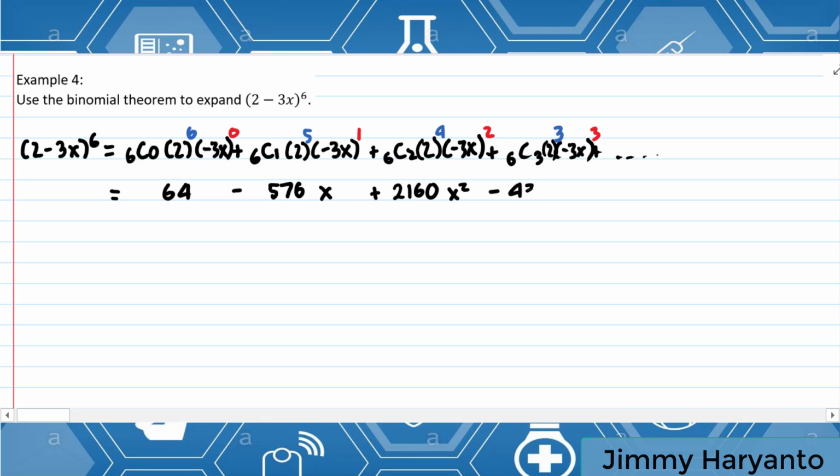Then for this one, it is negative 6c3 times 2 to the power of 3 times negative 27, which is negative 4320 x to the power of 3, and so on until x to the power of 6. Yeah, you can do it by yourself.